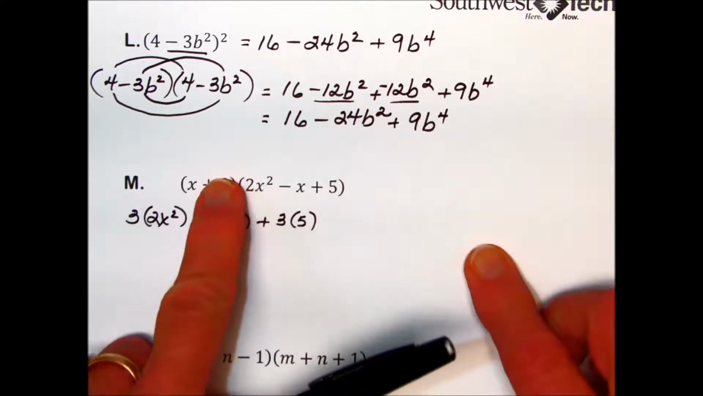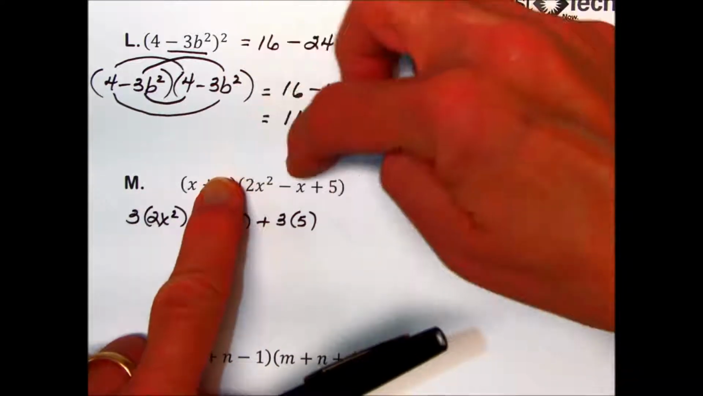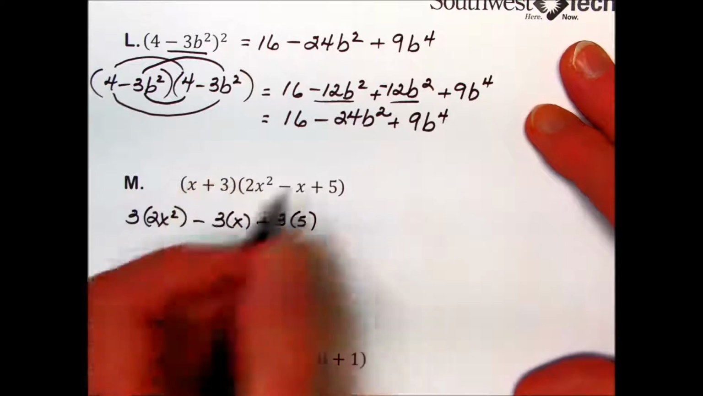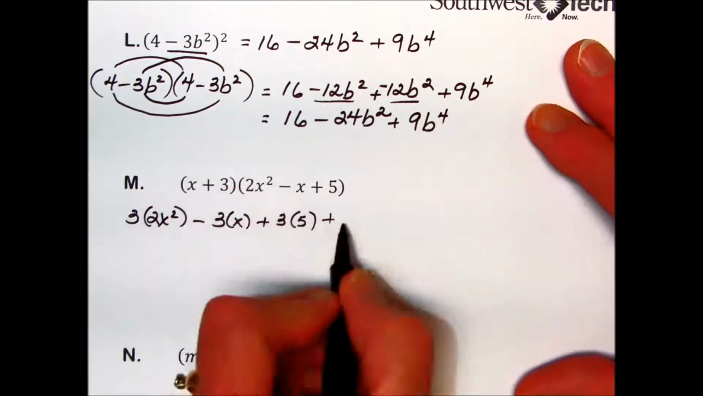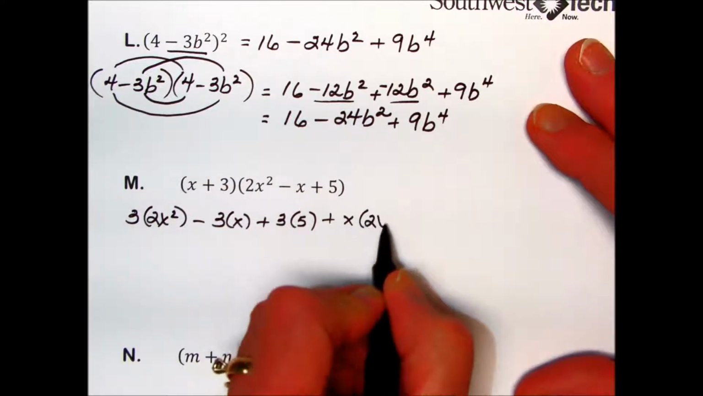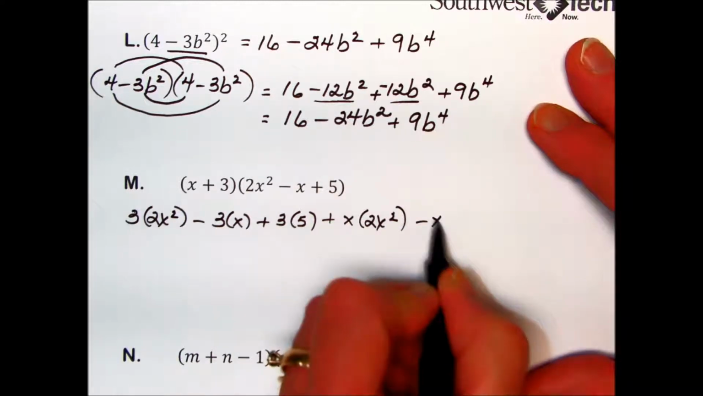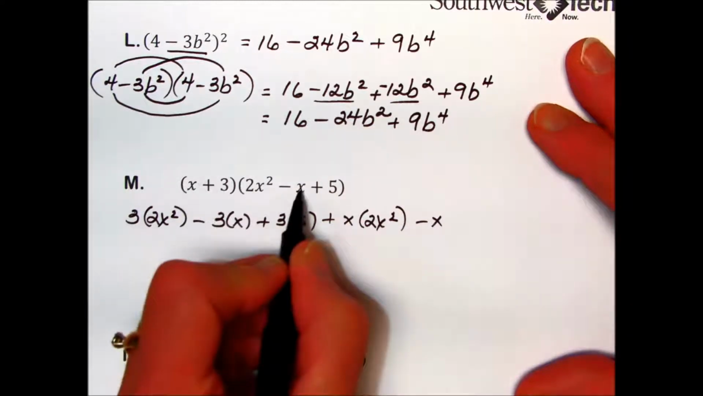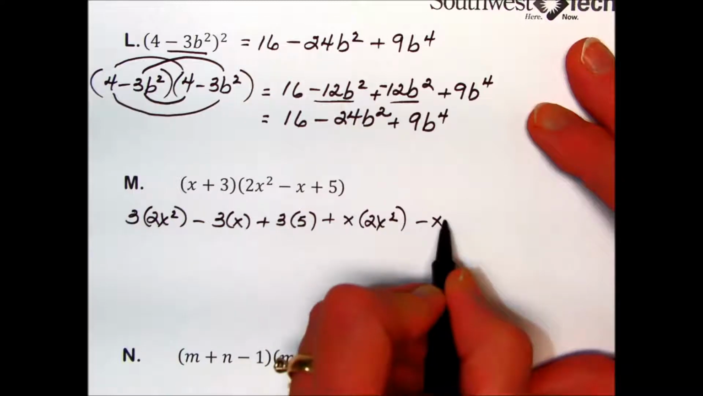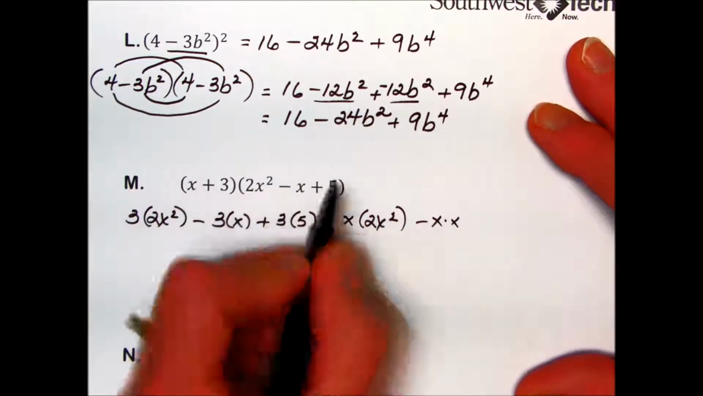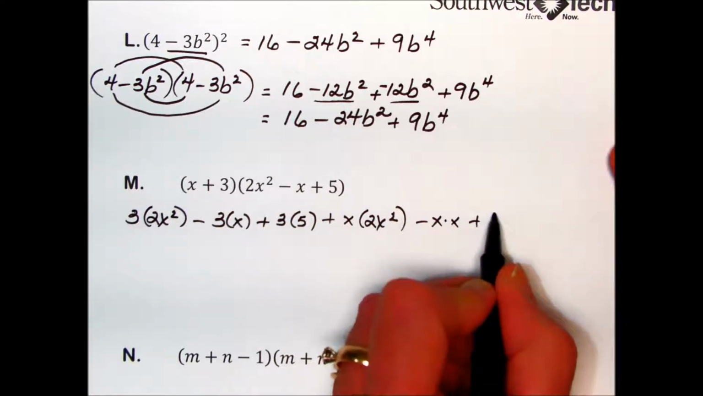Then ignore the 3 and distribute the x times each one of those. So now we'll have an x times 2x to the second. We'll have an x times this minus x, and I have my minus there. And then finally an x times this positive 5.